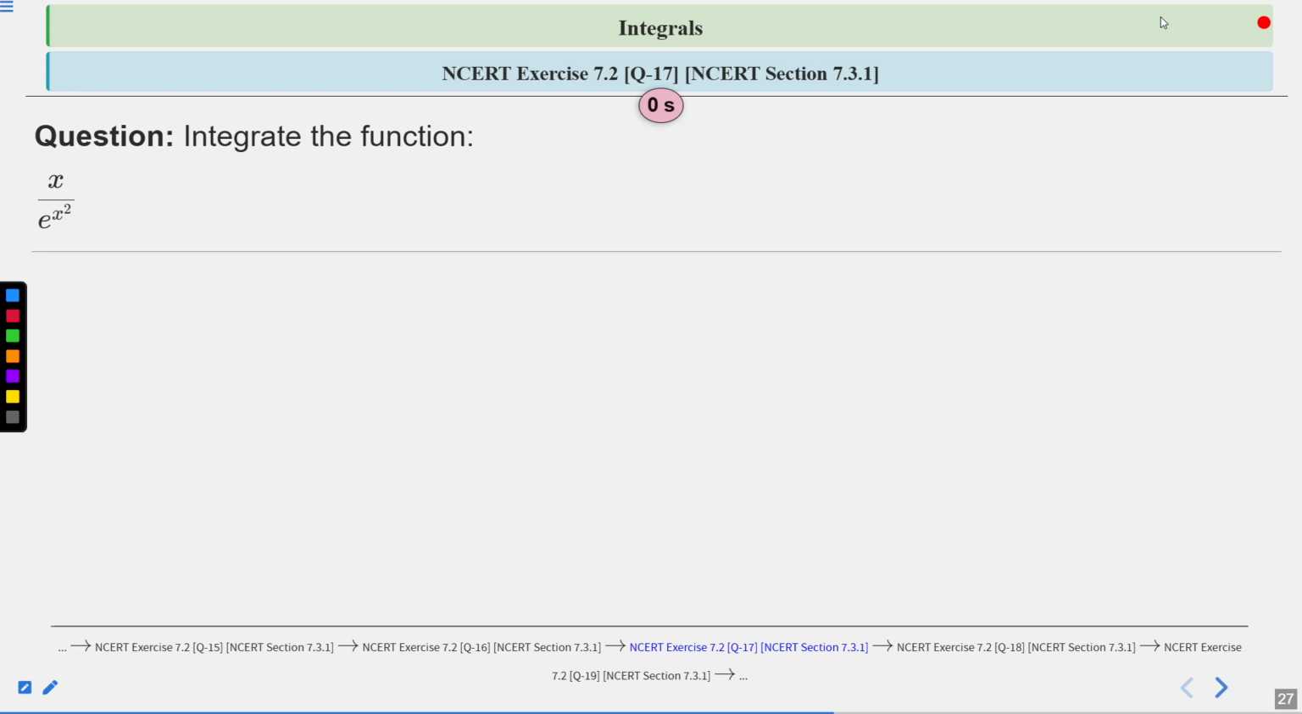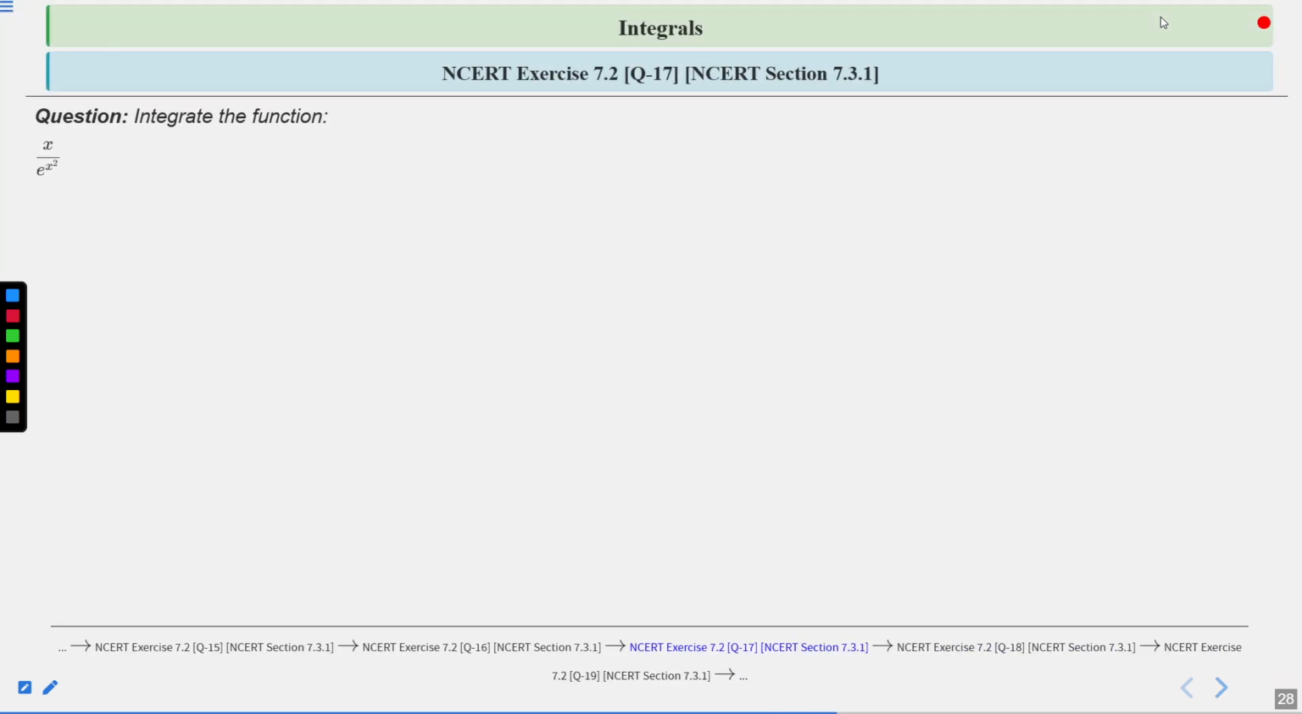Okay, hope you all have attempted this question. Let us move to the solution part. How can we solve this? We need to integrate the given function, x upon e to the power x square. The correct answer is minus 1 by 2 e to the power x square plus c. So let's see the solution part.